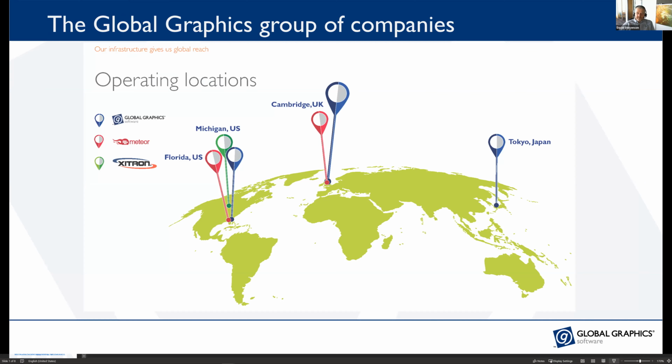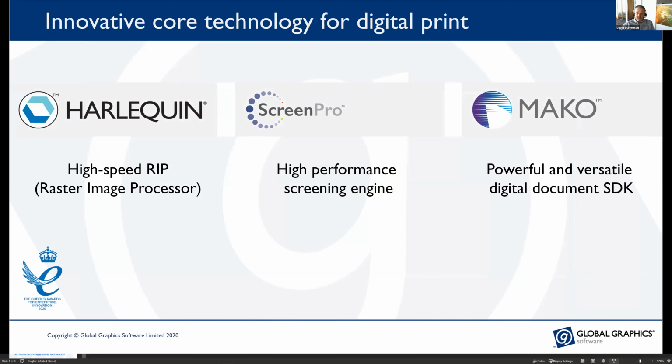Now for Global Graphics itself, we have three main product lines. We have the Harlequin RIP, which is a high-speed, high-performance RIP, or raster image processor for those who are uninitiated. We have Screen Pro, which is a high-performance screening engine. And the subject of today's webinar is Mako, which is a powerful and versatile digital document SDK. And I hope you will agree with that statement by the end of this webinar.